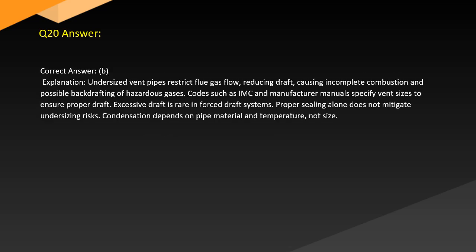Answer. Correct answer: B. Explanation: Undersized vent pipes restrict flue gas flow, reducing draft, causing incomplete combustion and possible backdrafting of hazardous gases. Codes such as IMC and manufacturer manuals specify vent sizes to ensure proper draft. Excessive draft is rare in forced draft systems. Proper sealing alone does not mitigate undersizing risks. Condensation depends on pipe material and temperature, not size.